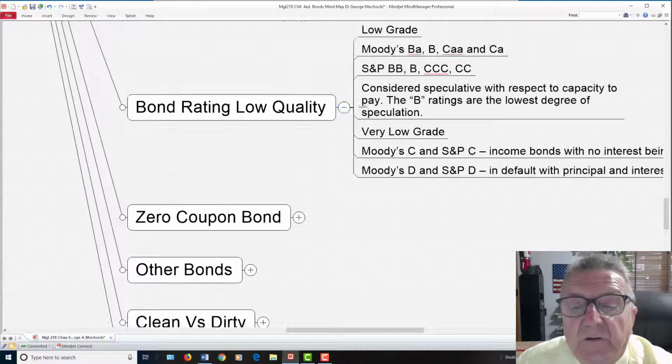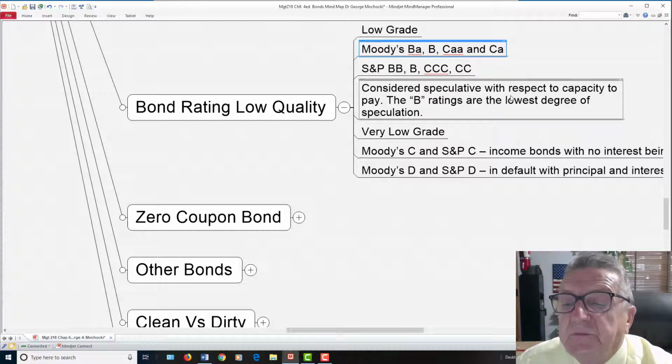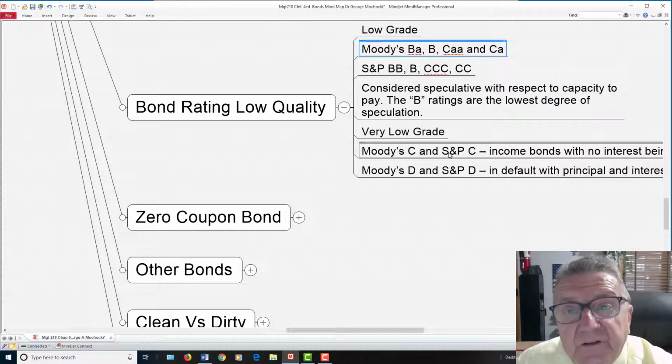Bond ratings. Okay, here are the bond ratings. Low ratings: Moody's Ba, B, Caa, and Ca. The bond ratings keep going down, down, down. Considered speculative with respect to capacity. A B rating is the lowest degree of speculation. Very low grade is Moody's C, and Standard & Poor's C, income bonds with no interest bearing.